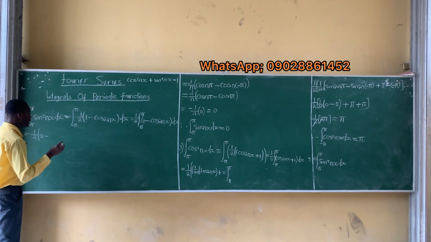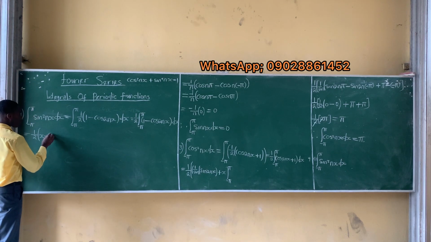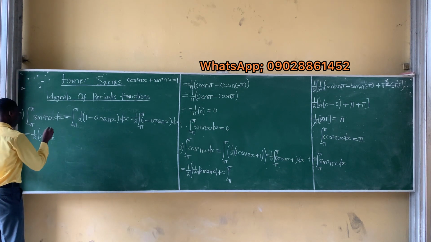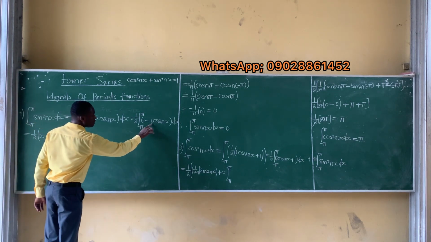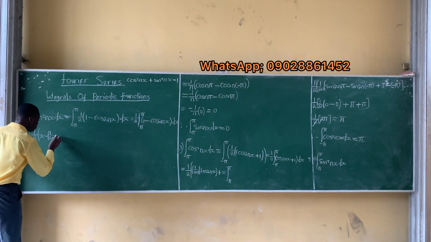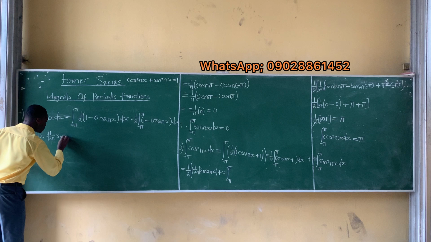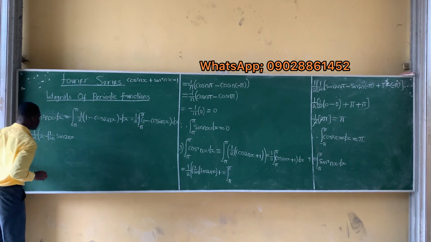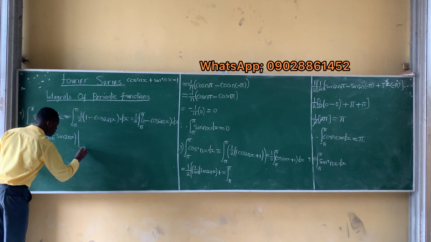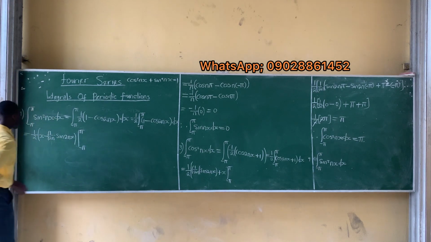You divide it by that derivative. So we have 1 over 2n into, if you integrate cos, you have sine. So we have multiplied by sine 2nx. So this is what we have. Don't forget, we take our limit from minus pi to pi.